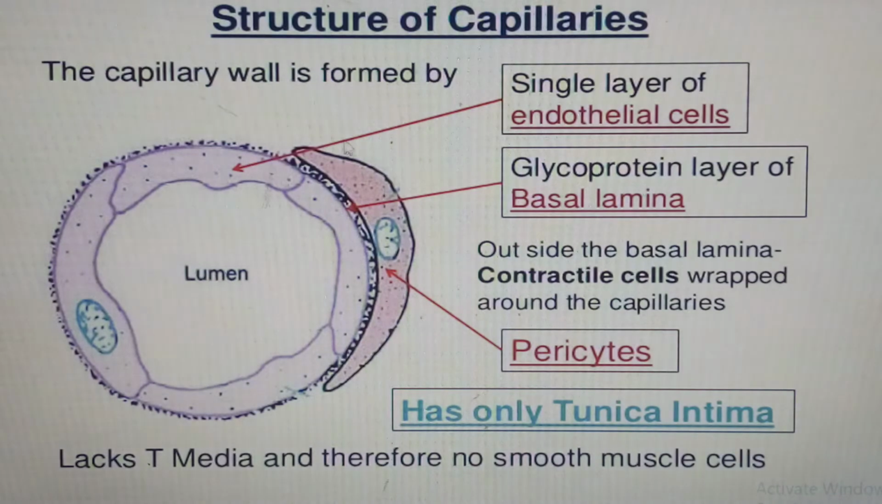Now, usually we find that capillaries will have some cells with some actin fibers in there, and we call those cells pericytes. Now, pericytes can be likened to the myoepithelial cells that we find surrounding the secretory units of either serous acini or mucous acini, the cells that secrete the secretions for glands. So that's what we see.